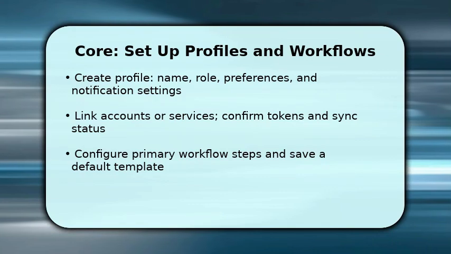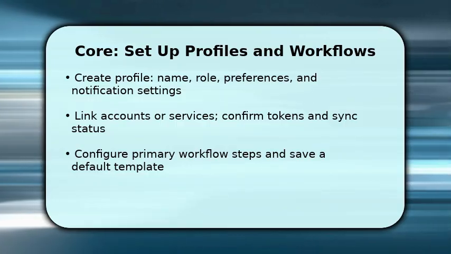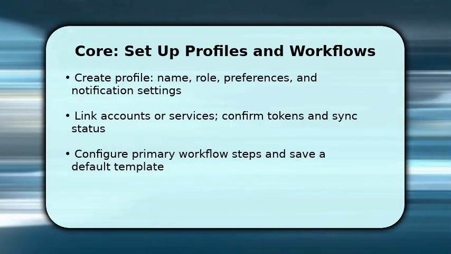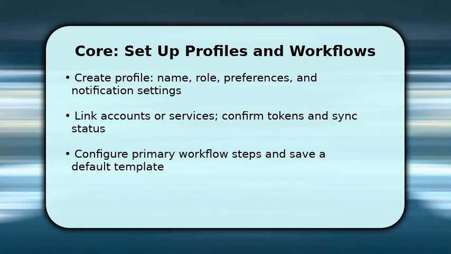You'll now configure profiles and the main workflow. Add your name, role, and adjust notification timing so alerts match your schedule. This helps reduce noise. Link any external accounts and confirm sync status. If a token fails, refresh it immediately. Next, build the sequence of actions you use most often and save it as the default template so you don't repeat setup. Once saved, run a short test task to verify every connection and permission works as intended.